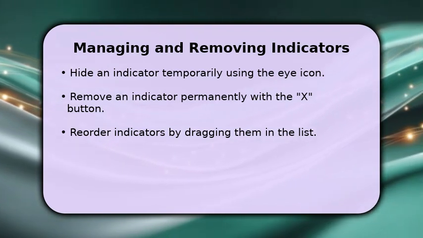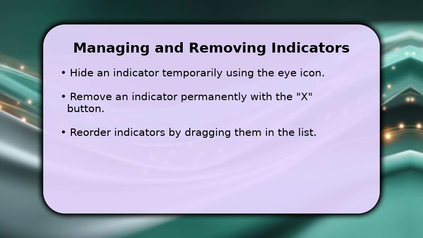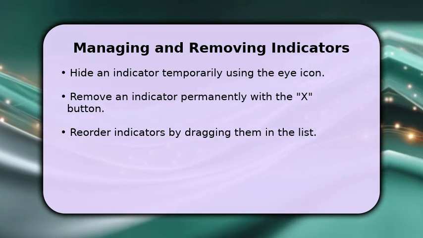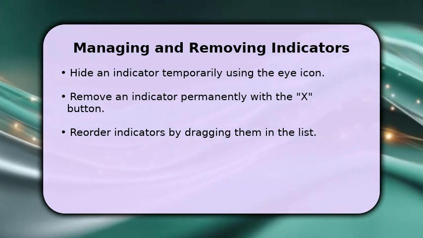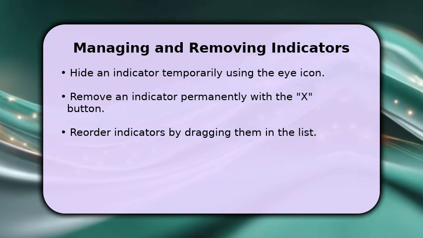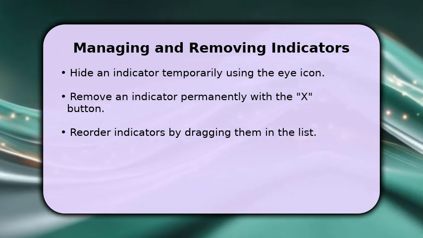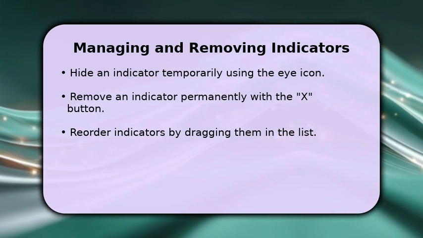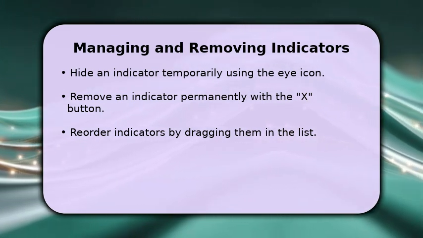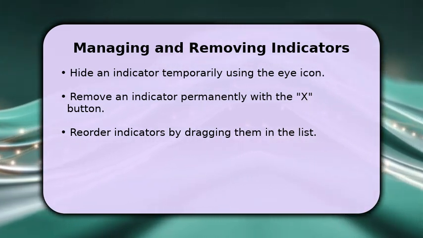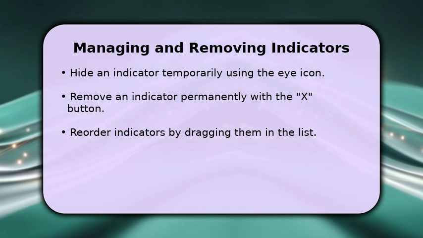If you wish to temporarily hide an indicator without removing it, simply click the eye icon next to its name on the chart. To remove an indicator entirely, click the X button that appears alongside the eye icon. You can also reorder indicators by dragging and dropping them in the indicator list, helping you organize your chart layout efficiently.